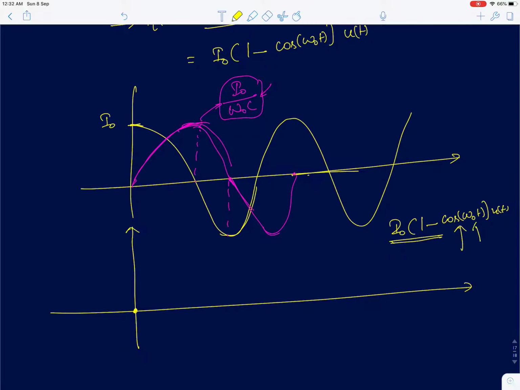And at omega naught t equals pi, that is t equals T by 2, where T here is 2 pi by omega naught, that's the time period of this waveform. At t equal to T by 2, that is at this point, when the voltage across the capacitor is 0, you are going to have a current of 2 I naught. At t equal to T by 4, the current through the inductor is I naught, because cos of omega naught into T by 4 will be cos of pi by 2, which is 0. So the function would look something like this.